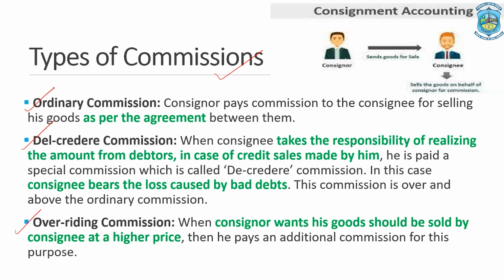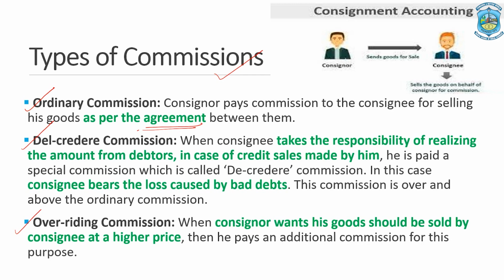Ordinary commission is the amount that is paid by the consignor to the consignee, and this is the percentage that is fixed as per the agreement between them. Whatever percentage is mentioned in the agreement, that particular percentage is paid to the consignee, whether it is 2%, 5%, 10%, whatever percentage is agreed upon, that is actually paid to the consignee.